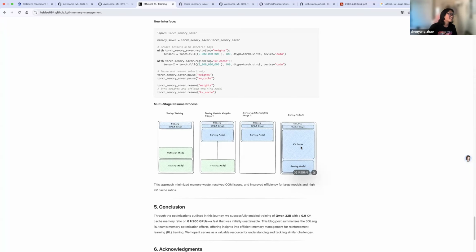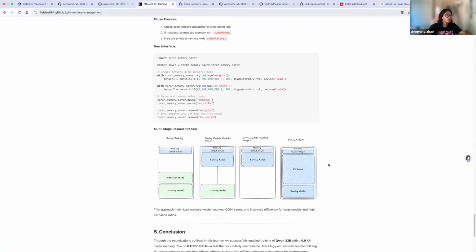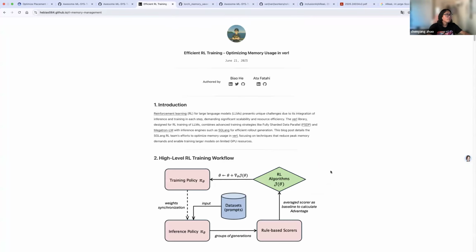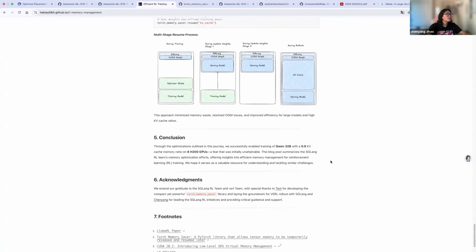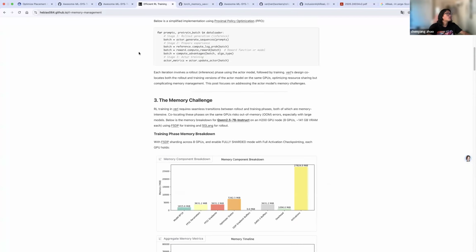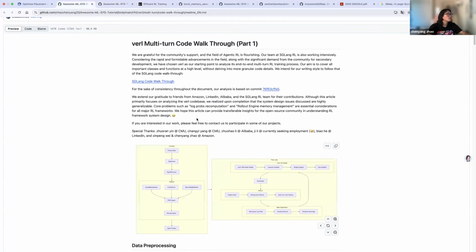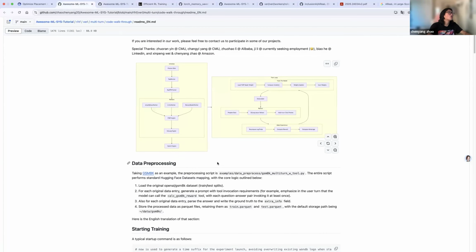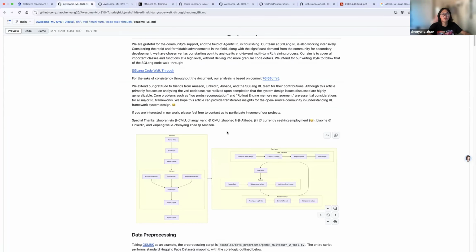Okay, so that's the fourth part of today, discussing how we are optimizing GPU usage. Let's go next. We came back to the documents from the beginning.